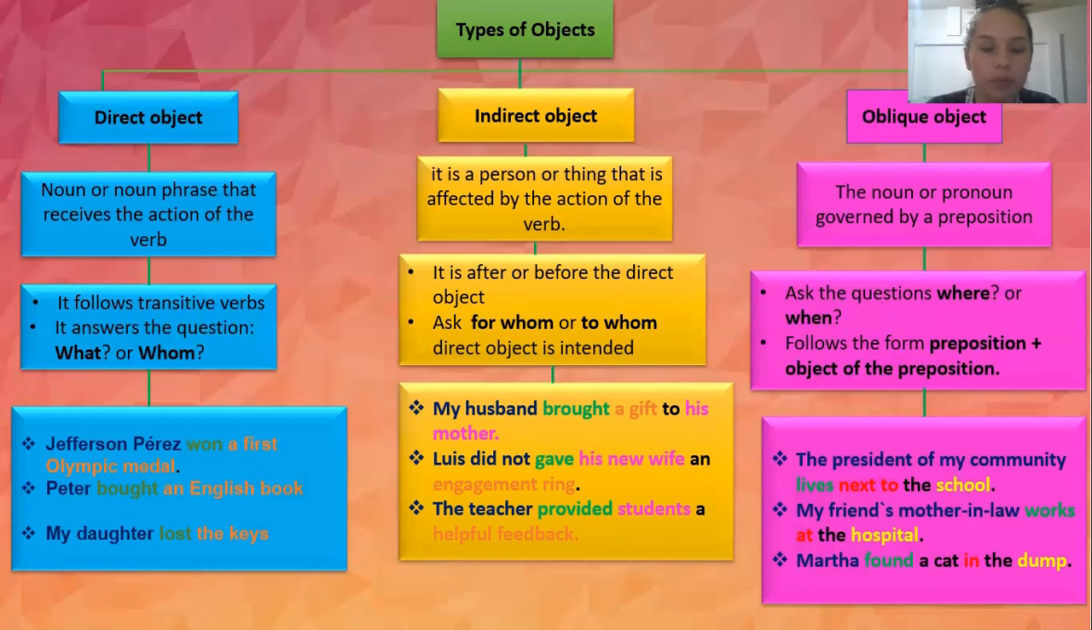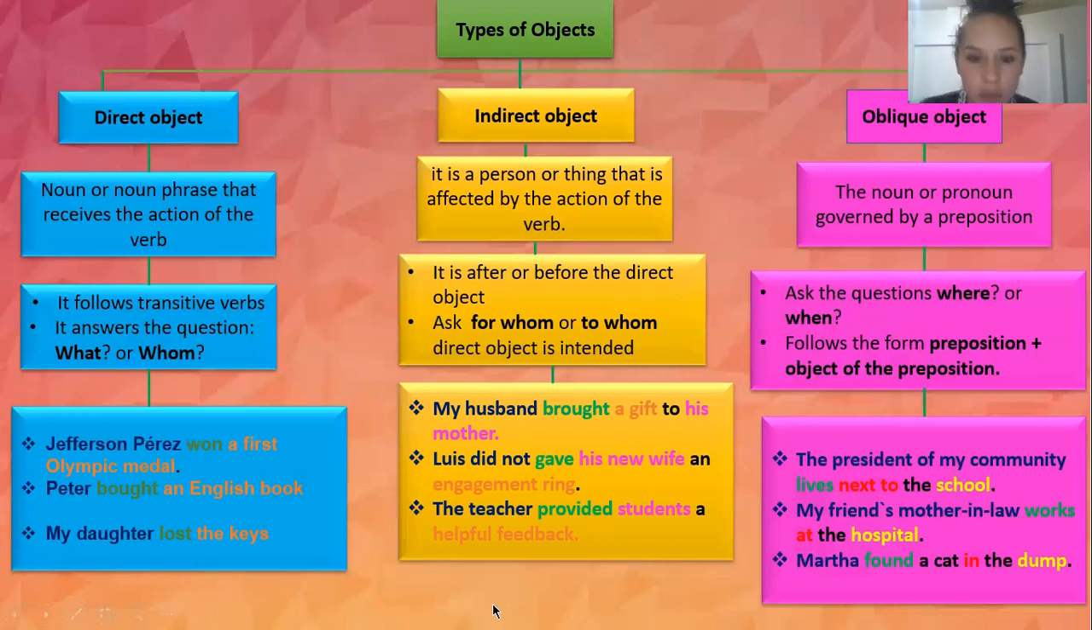For example, my husband bought a gift to his mother. Let's ask, for whom did my husband buy a gift? Our answer is the indirect object. In this case, our answer is his mother. His mother is the indirect object because she receives the gift that my husband bought.